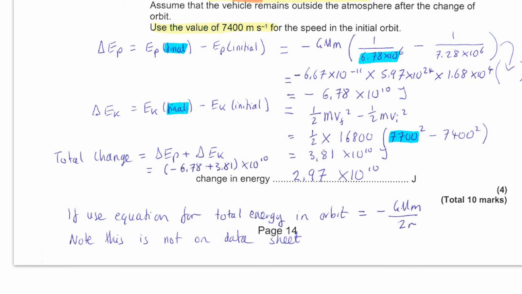The last step is to calculate the total change. And here you can see how important it is that you have tracked the signs carefully and that in both cases you have done final minus initial. You had a decrease in potential energy, but you have an increase in kinetic energy. So you add the negative change in potential energy to the positive change in kinetic, and that leads to an answer of 2.97 times 10 to the 10 joules.